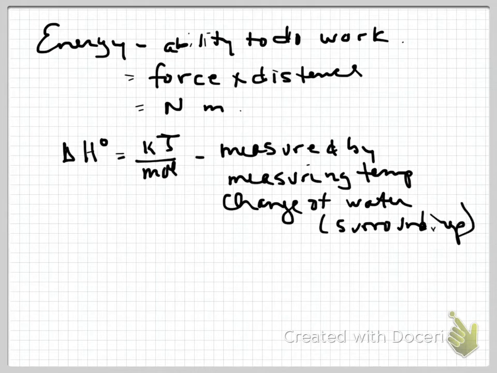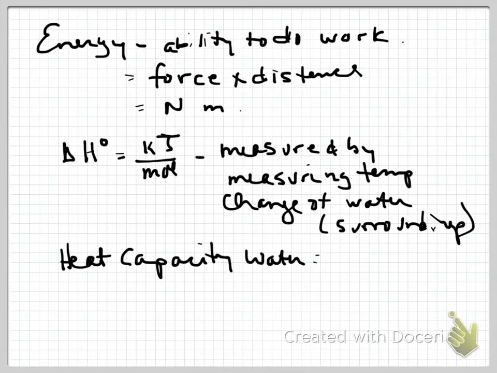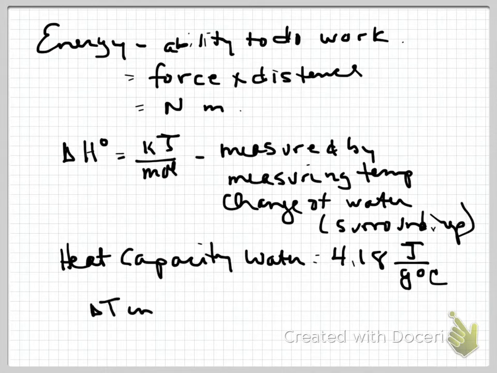All right, a couple things that we need to keep in mind, or I'm just going to name one as we go along, there'll be more. The heat capacity of water is equal to 4.18, and that is joules per gram degrees Celsius. Remember that delta T in degrees Celsius is the same as delta T in Kelvin, because you're talking about the change.